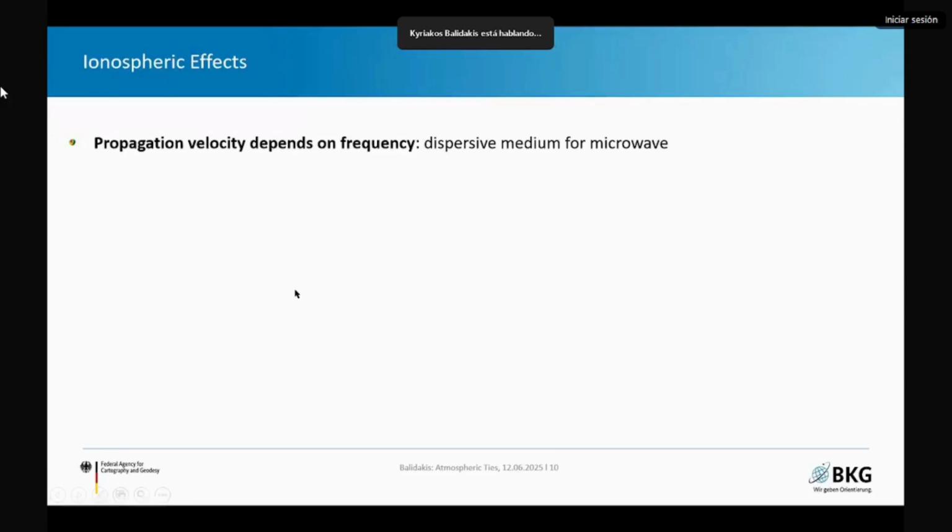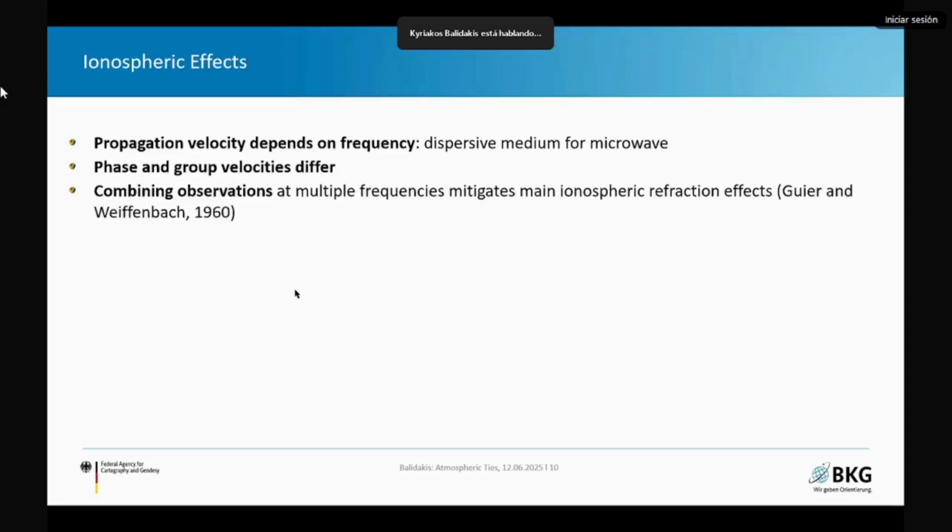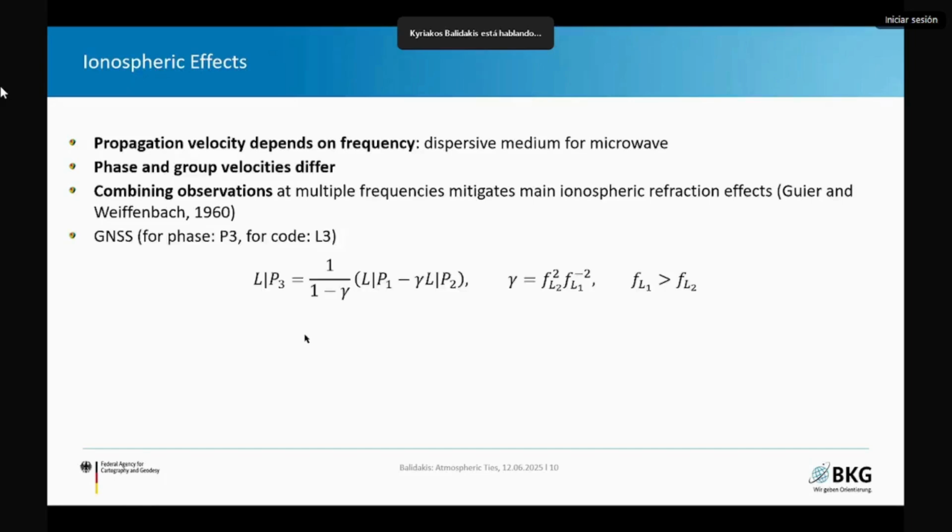Now, let's discuss for a second the ionospheric effects. For microwaves, the ionosphere is a dispersive medium, which means that if you have observations at two or more frequencies, you can mitigate first-order ionospheric effects. This is known for many years, and this is done. This is why in GNSS, VLBI, and DORIS, we always observe at least two frequencies.